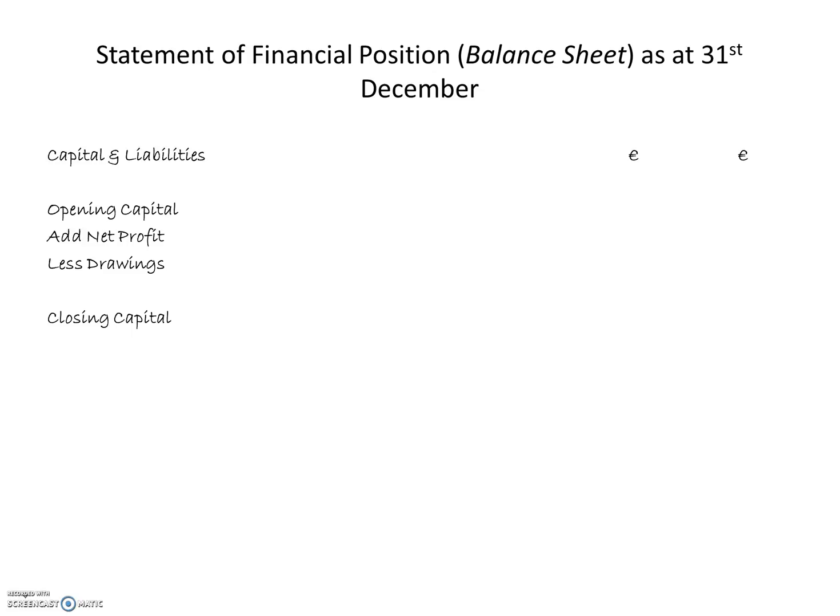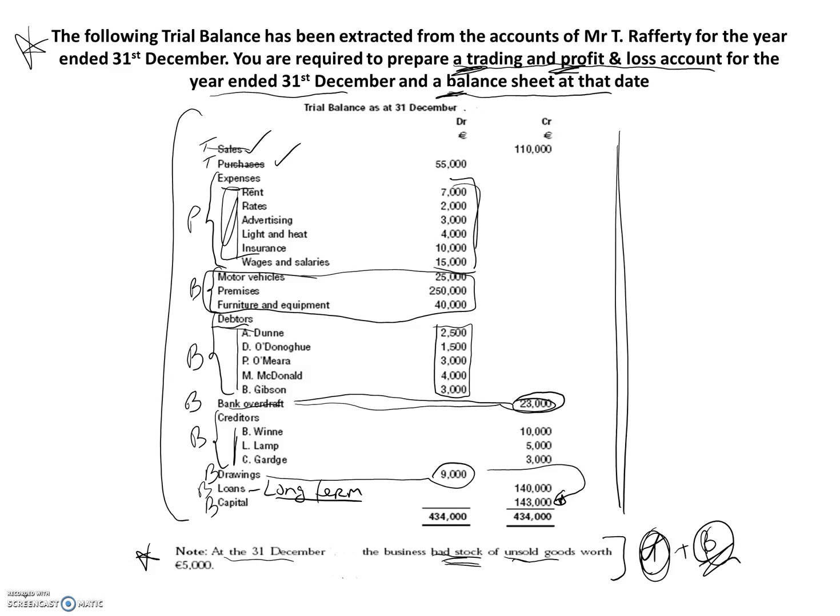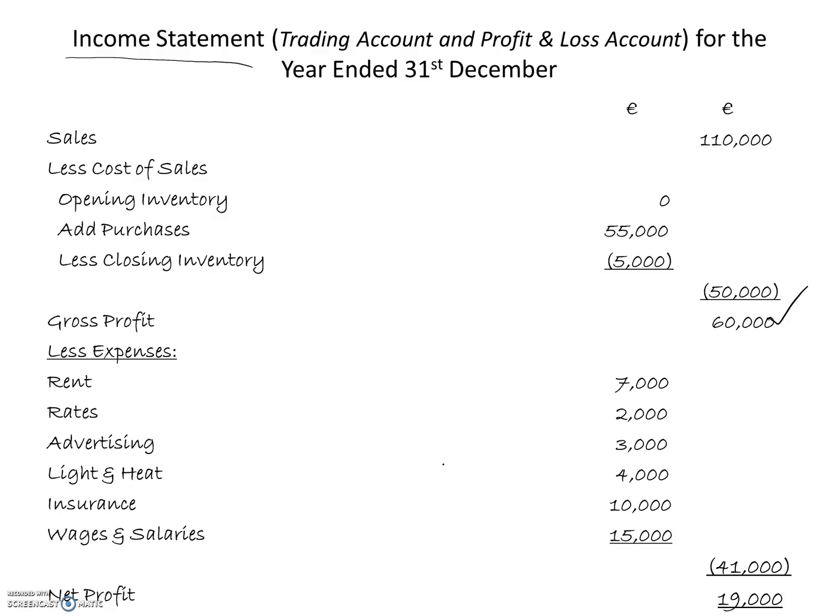And that will give us the closing capital figure at the end of the year. Now let's just go and get the figures we need. So back to the trial balance. We have the capital figure, very last item there, 143,000. And here we can see the drawings, 9,000. So I need both of those figures. And then if I just go back to my income statement, I can see the net profit figure there of 19,000. That's the profit figure I'm going to add on.